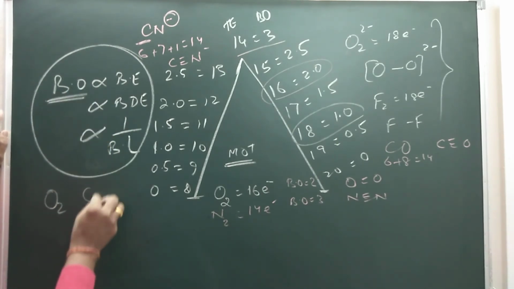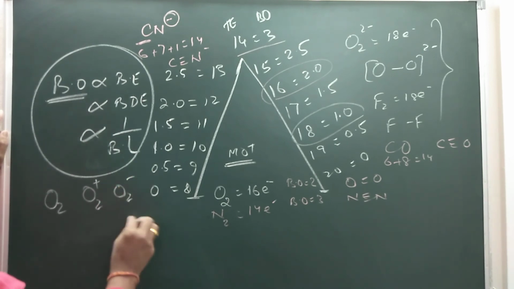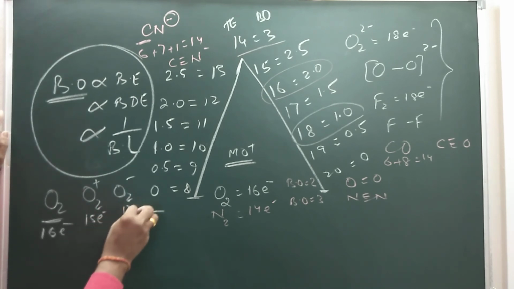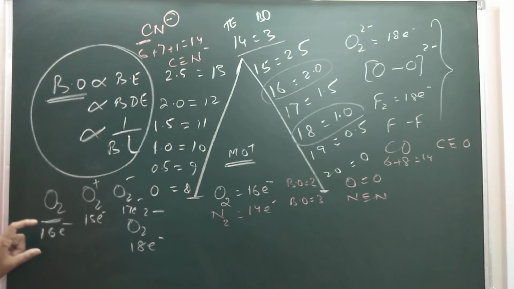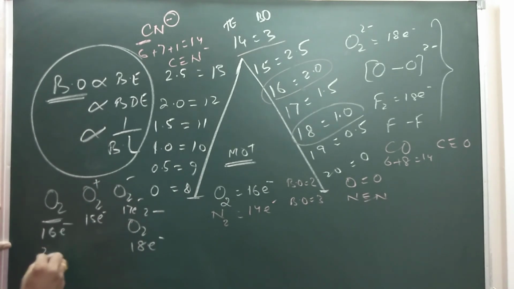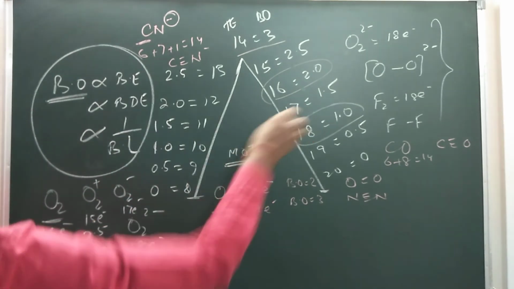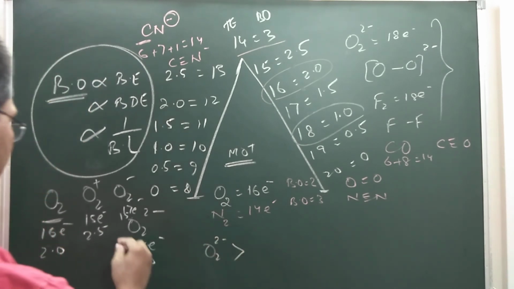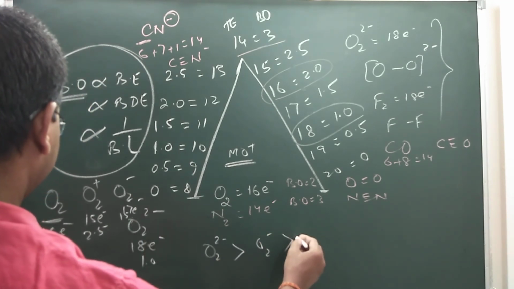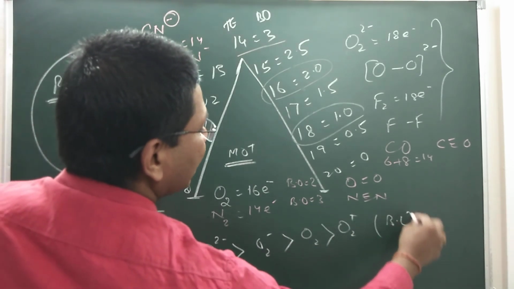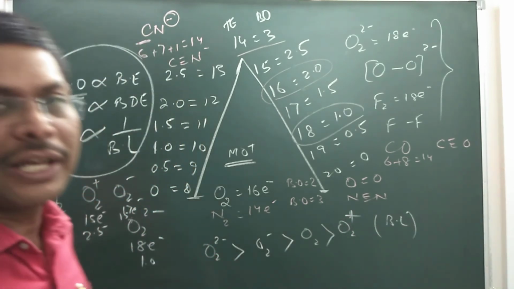Suppose O2, O2 plus, O2 minus and O2 2 minus. Here 16 electrons are here, here 15, here 17 and here 18. Based on the table you can find out that the bond order of O2 will be 2, O2 plus will be 2.5, for 17 it is 1.5 and for 18 it is 1. So the higher the bond order, the smaller the bond length. So the bond length will be maximum for O2 2 minus, then O2 minus, then O2, and least for O2 plus. This is the bond length sequence in decreasing order. Based on that, a question has been asked in IIT.